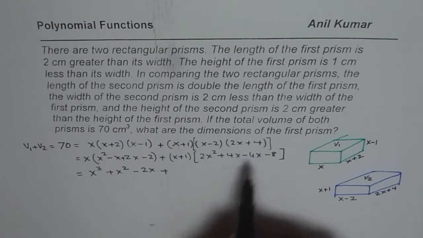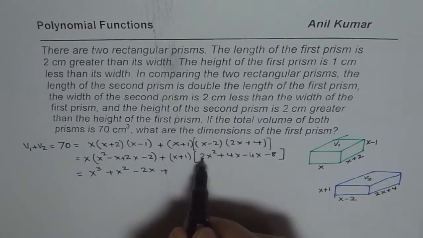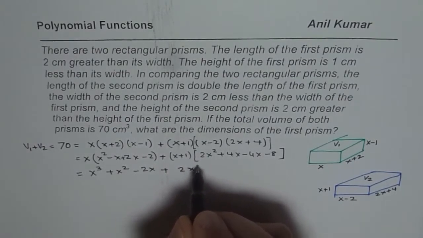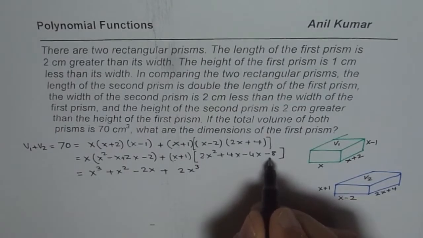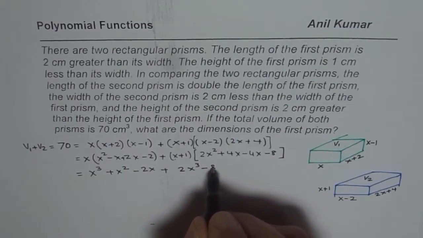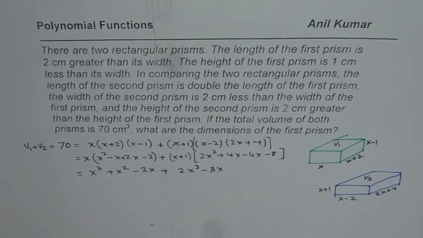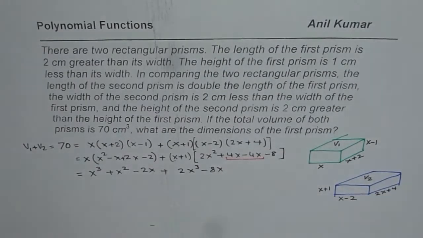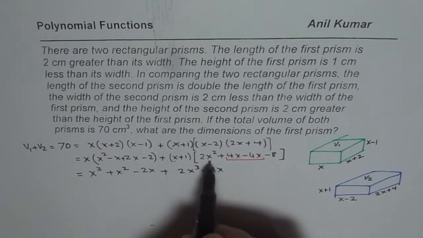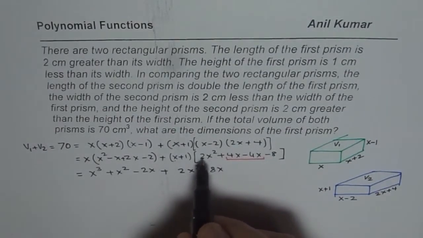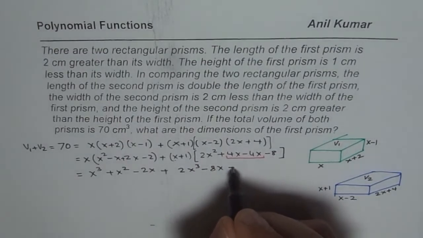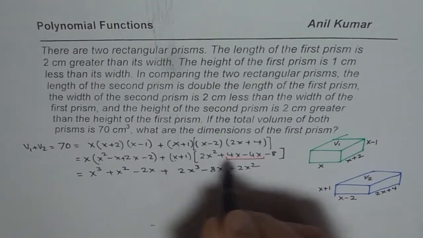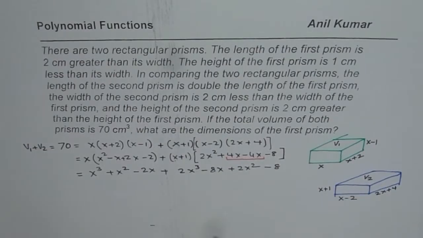So 4x, this is 0. So we'll multiply x with the first term, which is 2x cubed, then x with the last term, which is minus 8x, right? So let me clearly show you here what has happened, that these two terms, when you combine, it is 0, right? So we got these two terms multiplied by x. Now we'll multiply them by 1. So we get plus 2x squared, and 1 times minus 8 is minus 8.